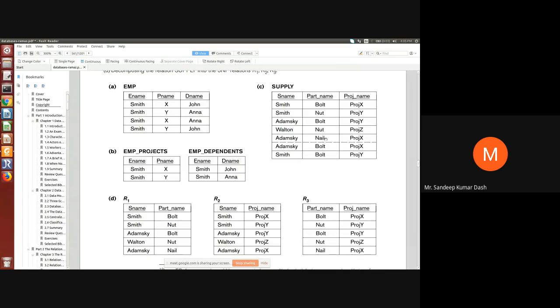But this is not in 5NF, because even if this combination is a super key, it does not have the non-additive join property, because when you divide it into, suppose, these two, it will not be valid. You have to divide this into R1, R2, R3. Fine.